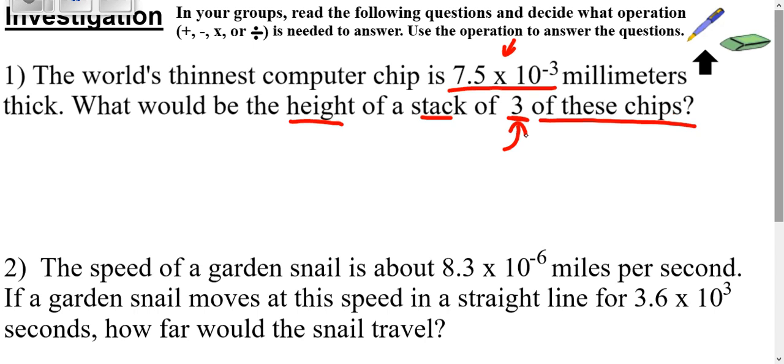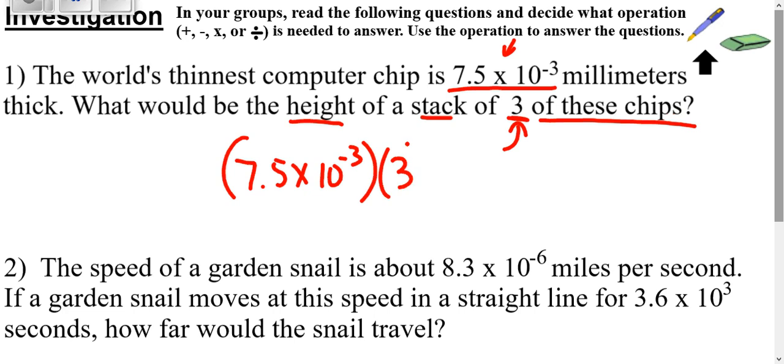What did you say? I can't hear you because I'm by myself here. But anyway, it is multiplication, because if you have one and you multiply by three, that's a stack of three chips. So the answer, just put that in your calculator right now, and I'll wait. I'm waiting for you to put it in the calculator. Please, come on, let's go. All right, it's 2.25 times 10 to the negative second.